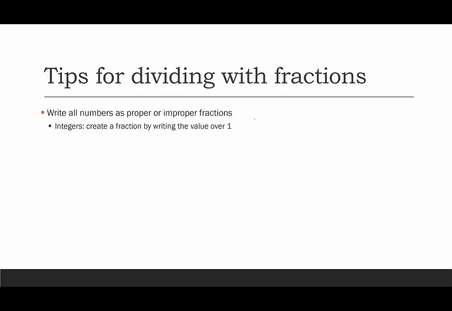So for example, if we have the number 2, we can turn 2 into a fraction by putting it over 1, because 2 divided by 1 is equal to 2. For a mixed number, we can write it as its equivalent improper fraction.